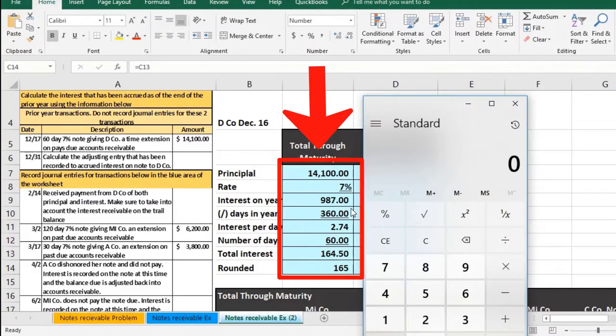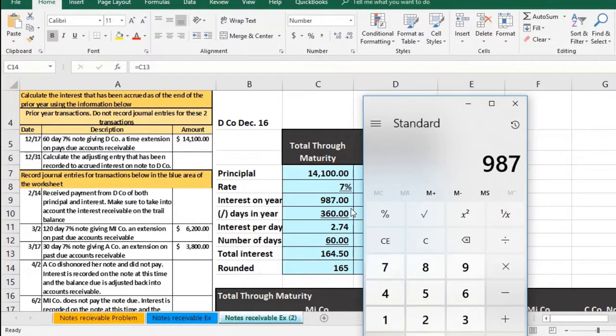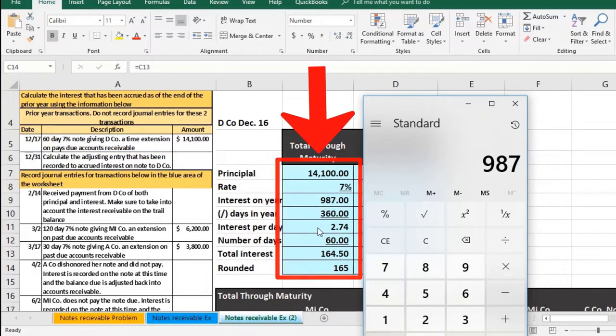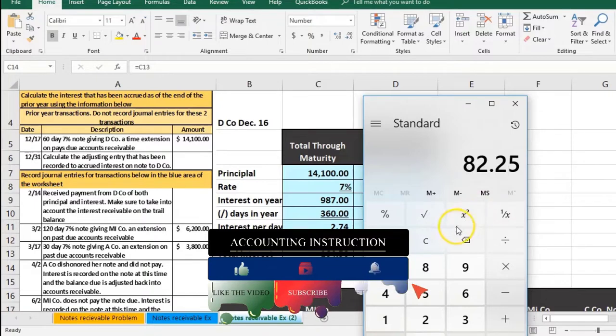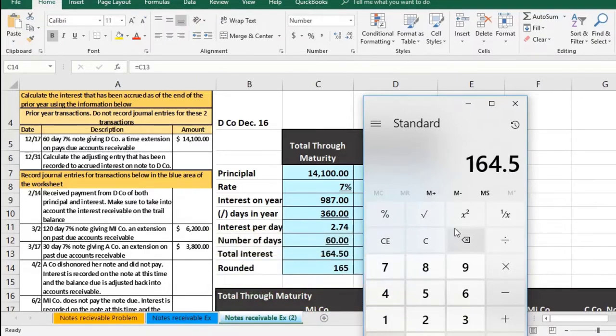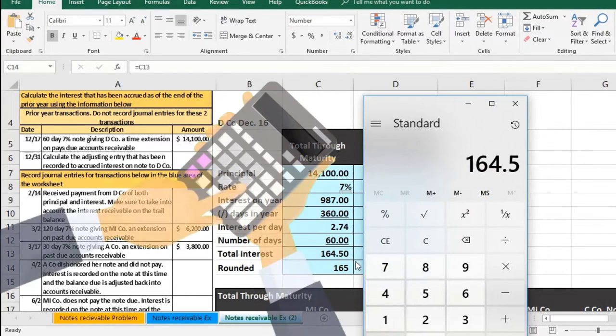So if there's 987 interest per year, and there's 60 days, that's 2 months. So instead of breaking it by day, let's break it out by the interest per month, or divided by 12 months in a year, which is 82.25 for each month, times 2 for 60 days, 2 months, 30, 30, 60. So that would give us the 164.50. So that's another way we can calculate it.